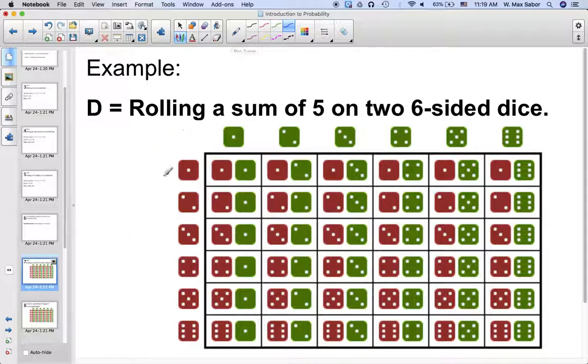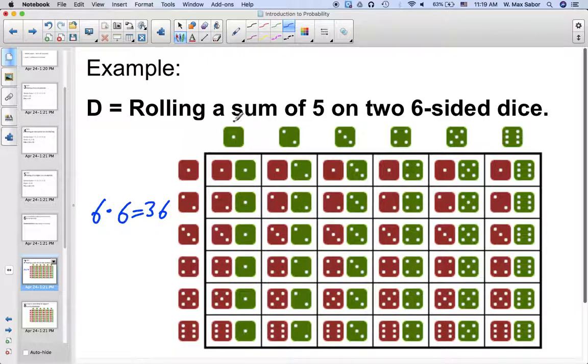If you look at this, the whole thing here is the sample space. I could roll 1, 2, 3, 4, 5, or 6 on both of the dice. So really, there are 36 possible outcomes. 6 this way, 6 this way. We multiply the 2 together to get a total of 36 possibilities.